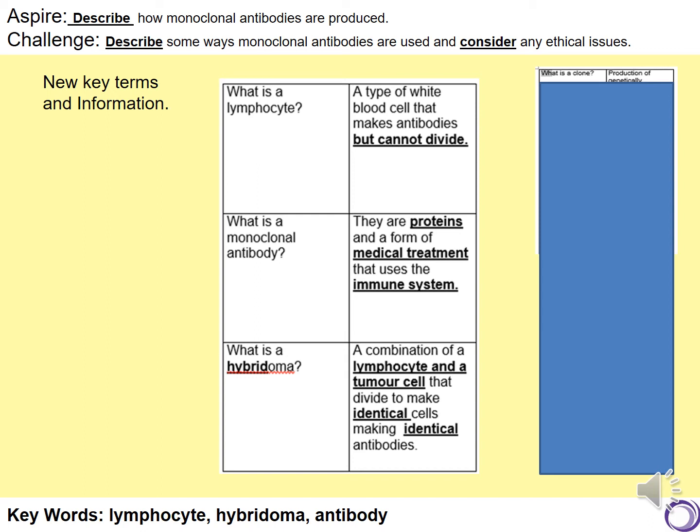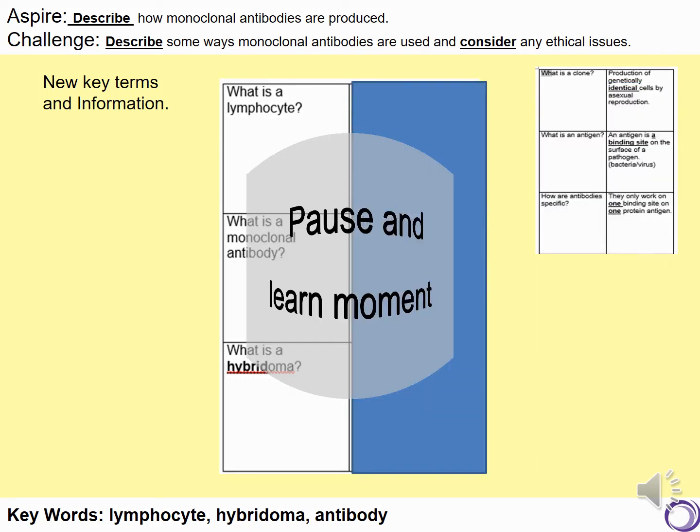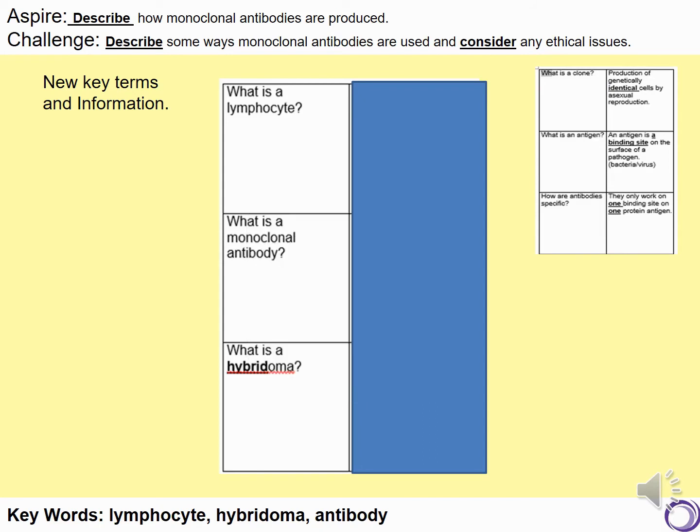So a lymphocyte, a type of white blood cell that makes antibodies, but it's not capable of dividing. These are critical expressions that we're going to be using. So I'll cover that up and just pause it, and let's do some written revision. I'd be scribbling that with the keywords and just making sure I understood that.